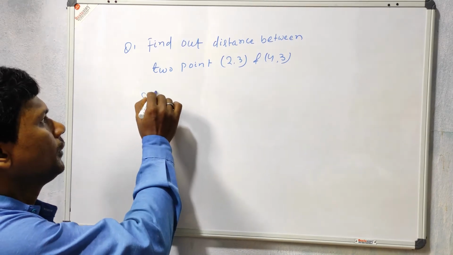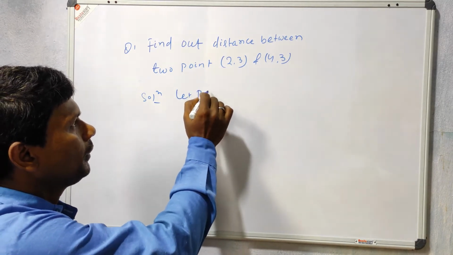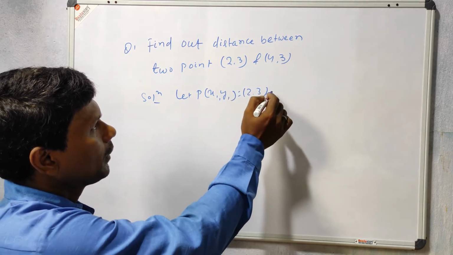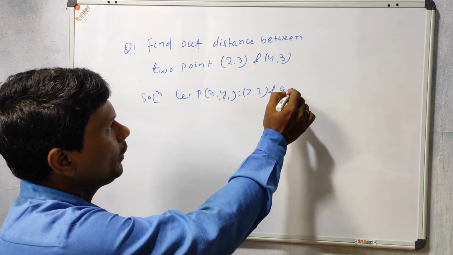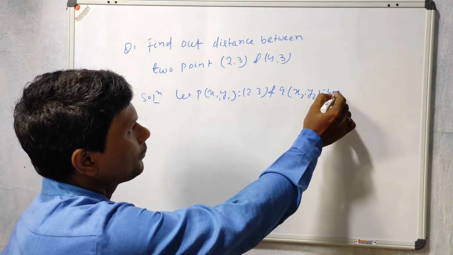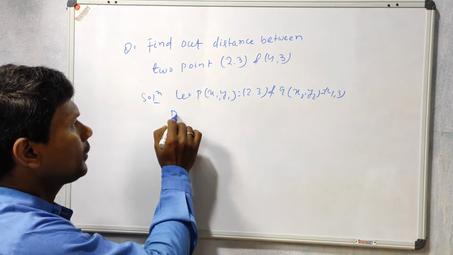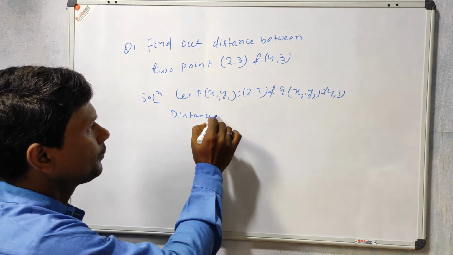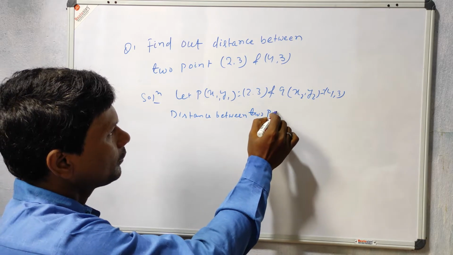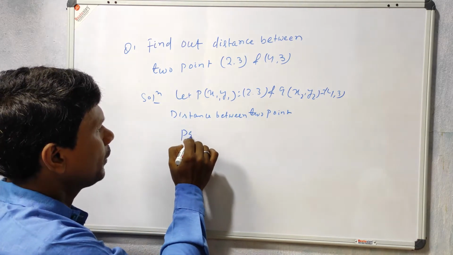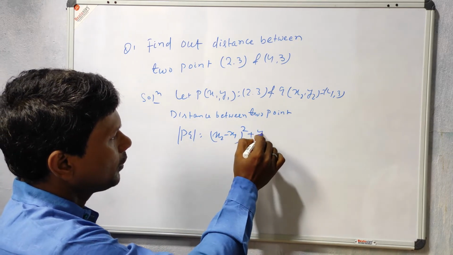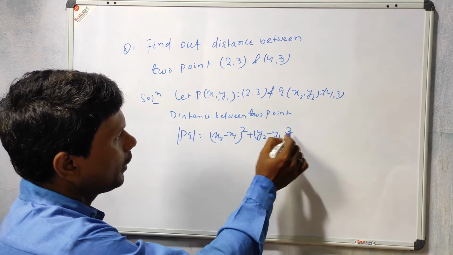Solution: let P be (x1, y1), the given point 2 comma 3, and Q be the point (x2, y2), which is 4 comma 3. The distance between the two points, that is PQ. The formula is the square root of (x2 minus x1) whole square plus (y2 minus y1) whole square.